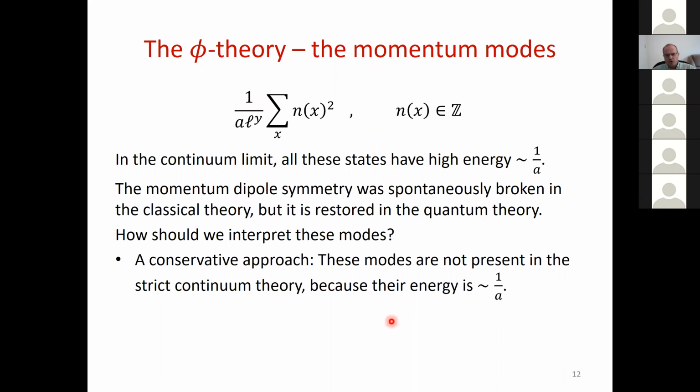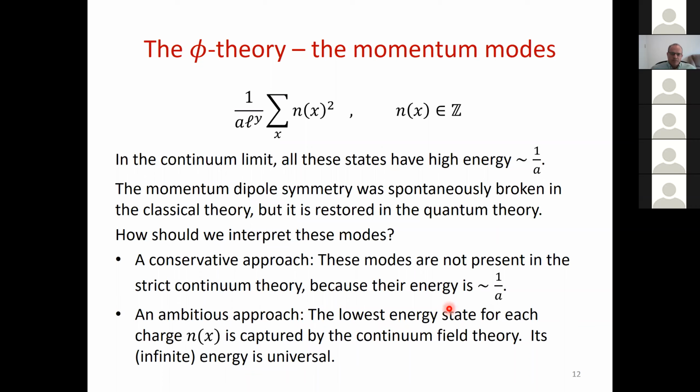The conservative approach would say that these modes have infinite energy, and if they have infinite energy, we should just forget about them. So there were modes that appear to be soft. These are these funny modes that give us UV-IR mixing, but when we quantize them and we take the continuum limit carefully, they get infinite energy and they're out of the spectrum, and therefore we shouldn't discuss them. A more interesting and more ambitious approach is to say that these states carry charge, and they are the lowest energy states of a given charge.